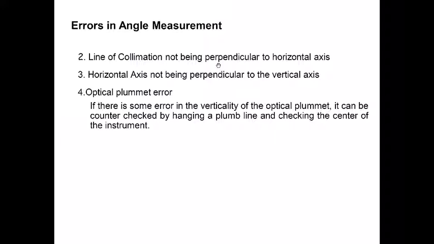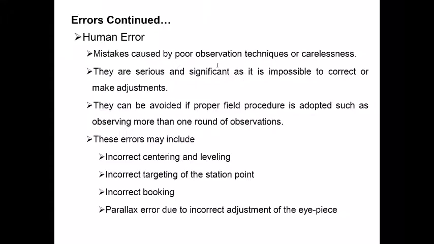And then we have optical plummet error. Since we centered our theodolite using the optical plummet, even if your optical plummet is telling you that the instrument is above the station point, you can make sure by hanging a plumb bob from the center as well. If both the methods simultaneously tell you that your instrument is centered, that means your optical plummet is working fine. Otherwise, there could be an error in your optical plummet.